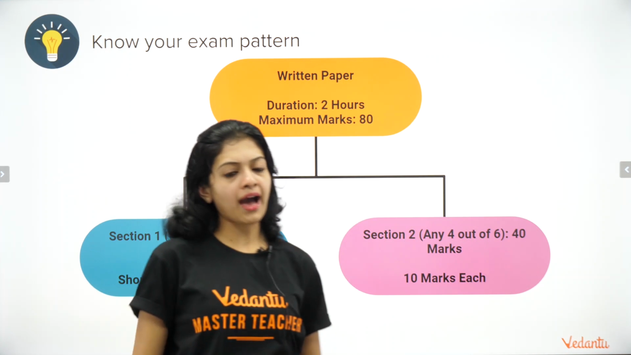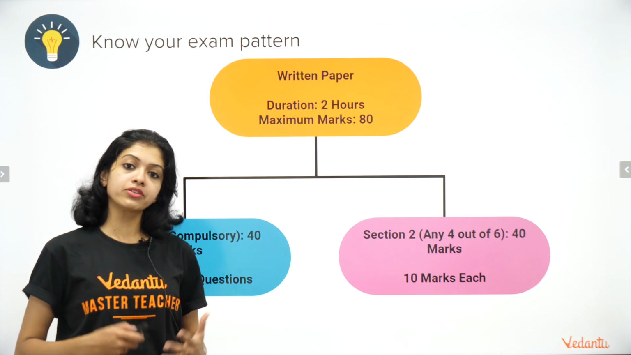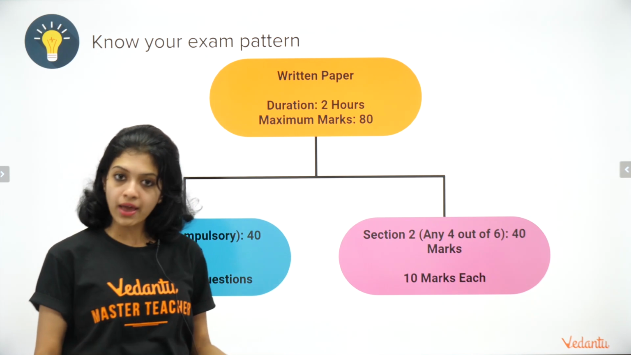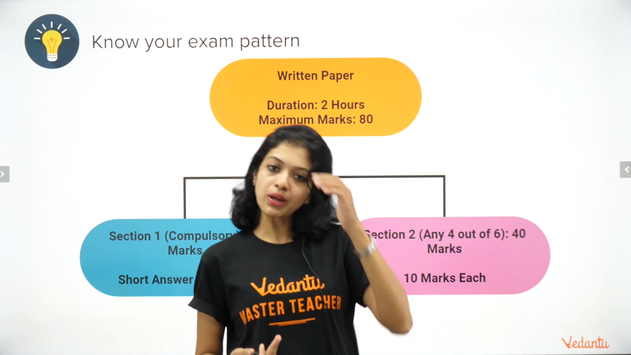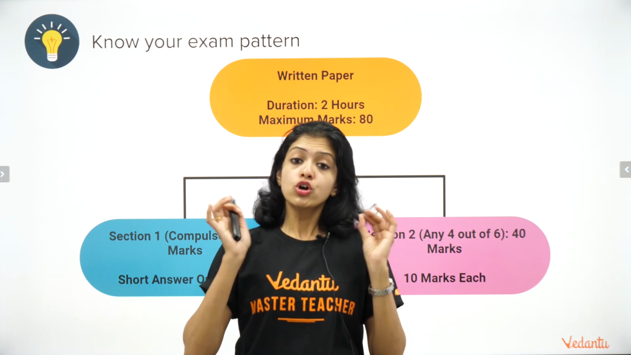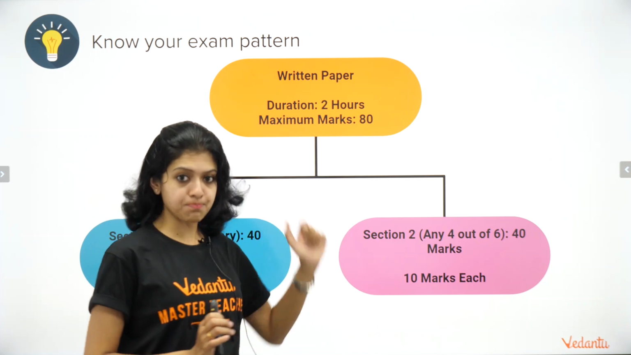Now, as you know, you have a written paper which you write for a maximum of 80 marks, and you have 2 hours of duration. Your remaining 20 marks will be for internal assessment, your practicals and stuff. Your school teachers will be taking care of those. Let us here focus on how to score 100% or 80 on 80 in your written paper, right?